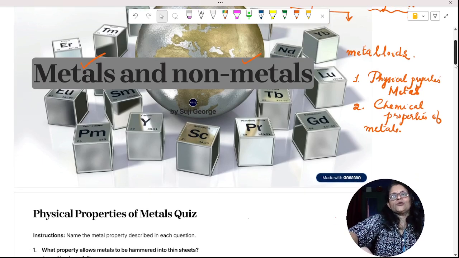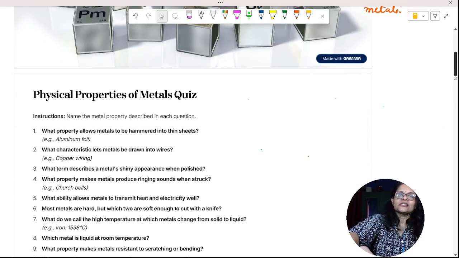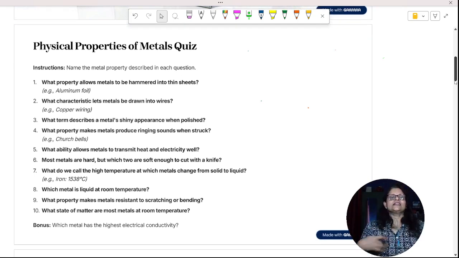Physical properties of metals you have been studying from smaller classes. You know somewhat about it. So I thought instead of giving a lecture, let's have a metal quiz. Are you all ready? There will be clues given, and after we answer that, I will be explaining about it more. Okay. So the instruction is: name the metal property described in each question. Okay. What are the properties? Physical properties. Okay. So, what property?